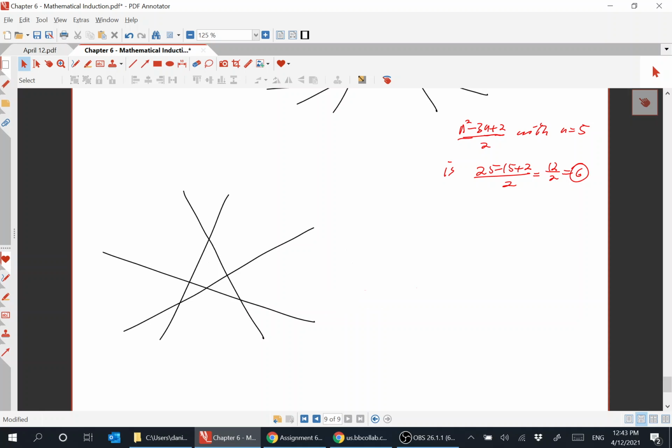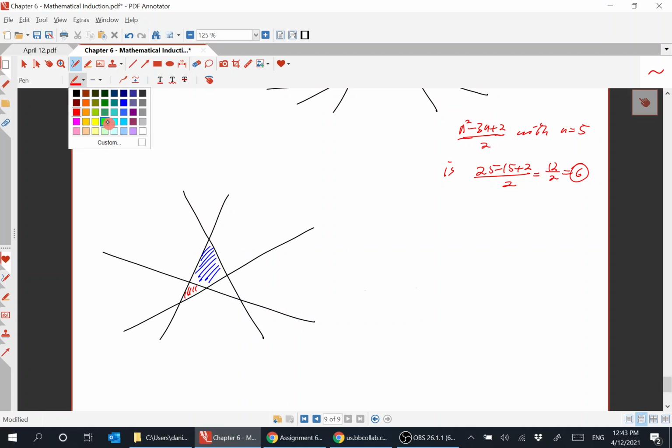Okay, so here's 4 lines, right? And here are the bounded regions. Right, that's a bounded region. That's a bounded region. And that's a bounded region. There's just 3 of them, right?